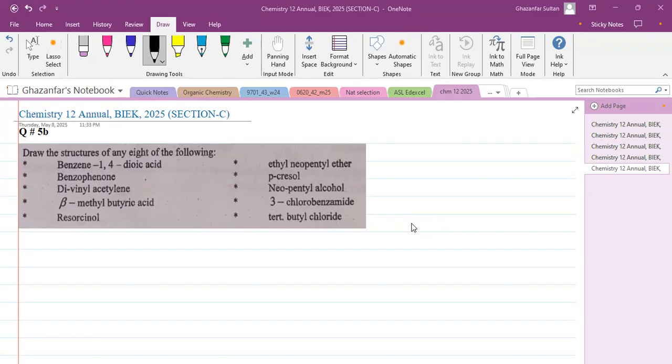This is from section C, chemistry 12, BIEK 2025, question number 5b. Draw the structure of any eight of the following. So we will discuss all of these.